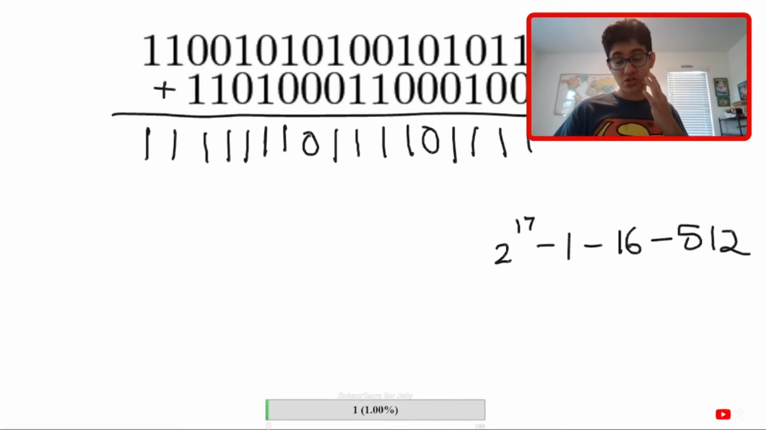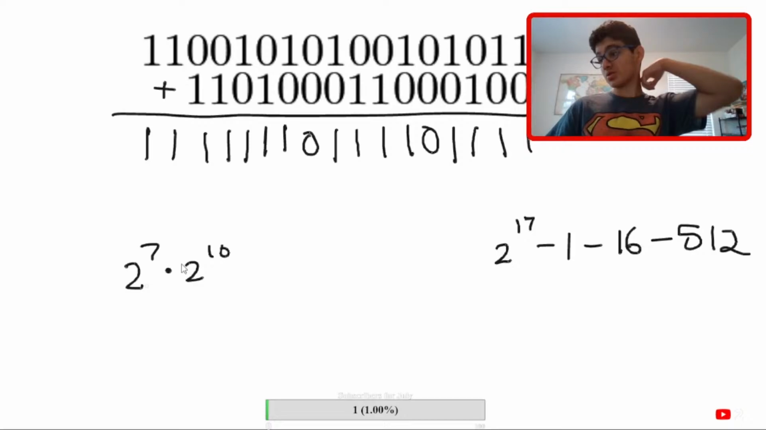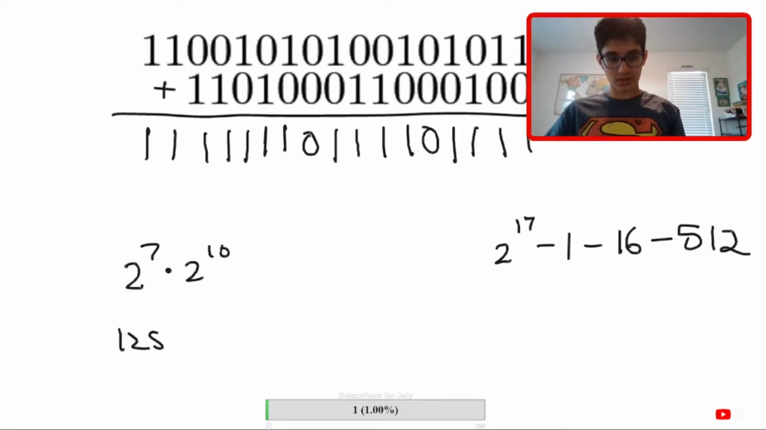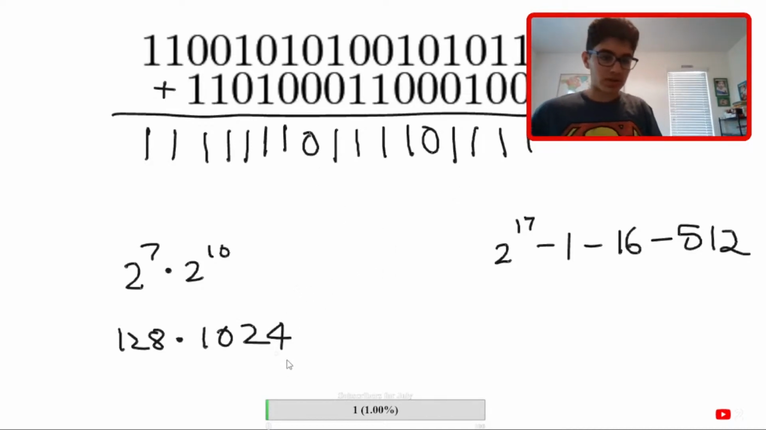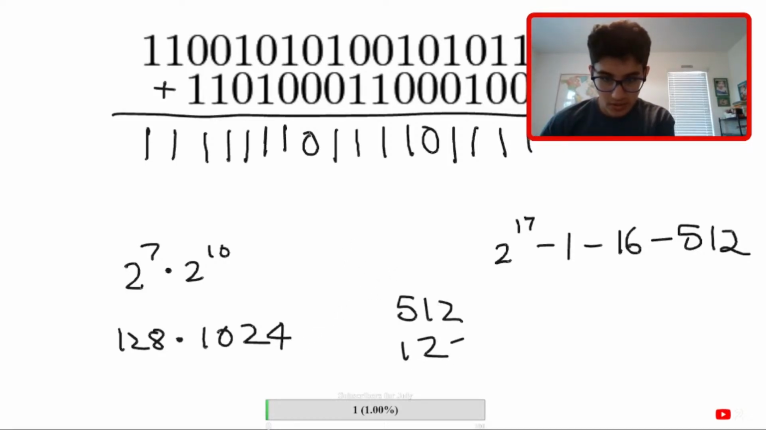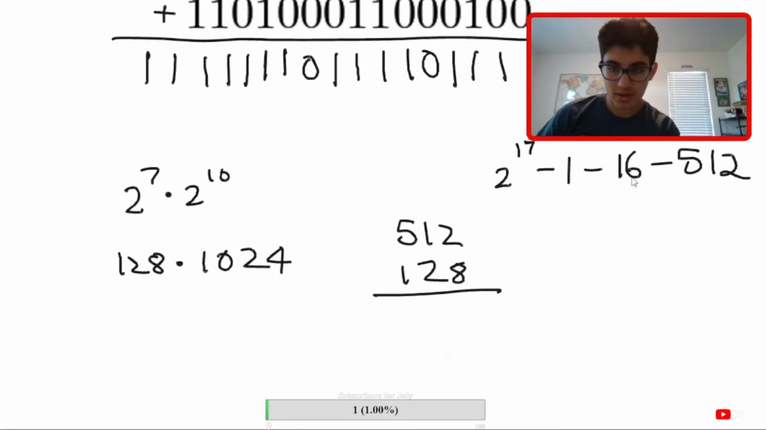But okay, what is 2 to the 17th? 2 to the 7th times 2 to the 10th. 2 to the 7th is 128, right? Yeah, so 128 times 1024. This is very long. 1024, so that's like 512 times 128. So I want to multiply this, then multiply it by 2 again, then subtract all this stuff, then subtract that from this huge number over there.